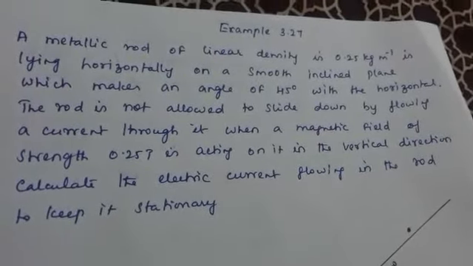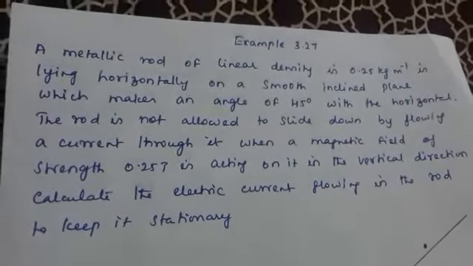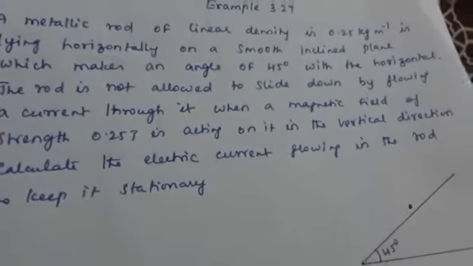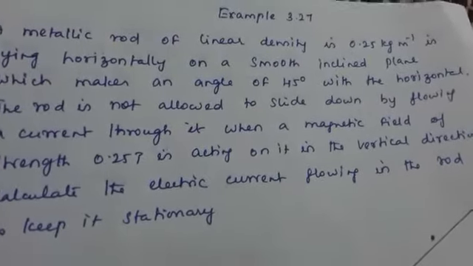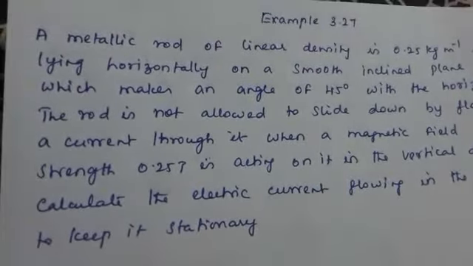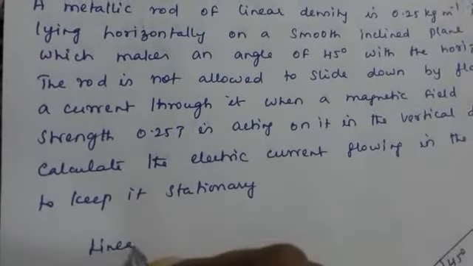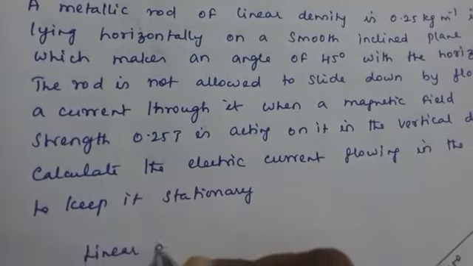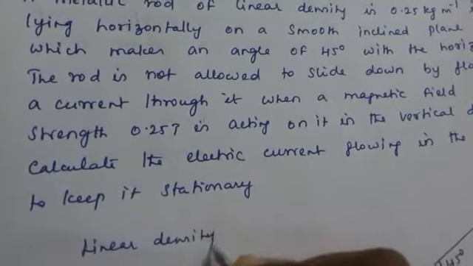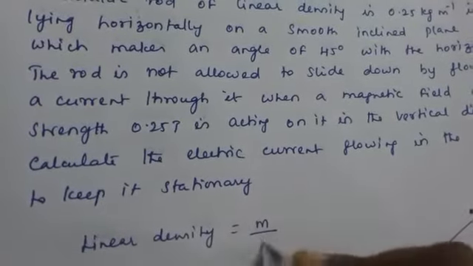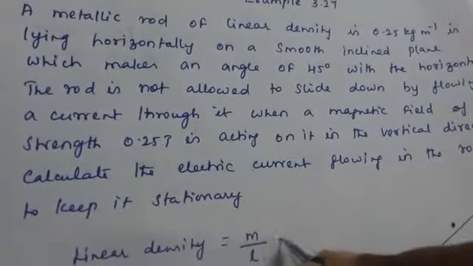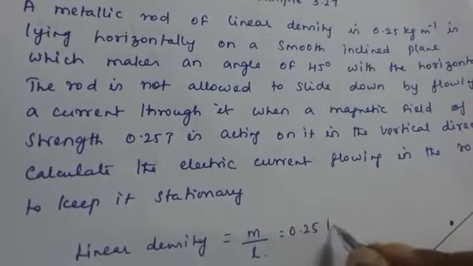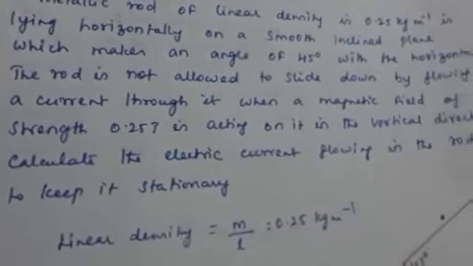Now, what is given in the problem here is a metallic rod of linear density. So, what is meant by linear density? Linear density is mass per unit length. Linear density is equal to what? Mass per unit length. So, this value is given as 0.25 kilogram per meter.